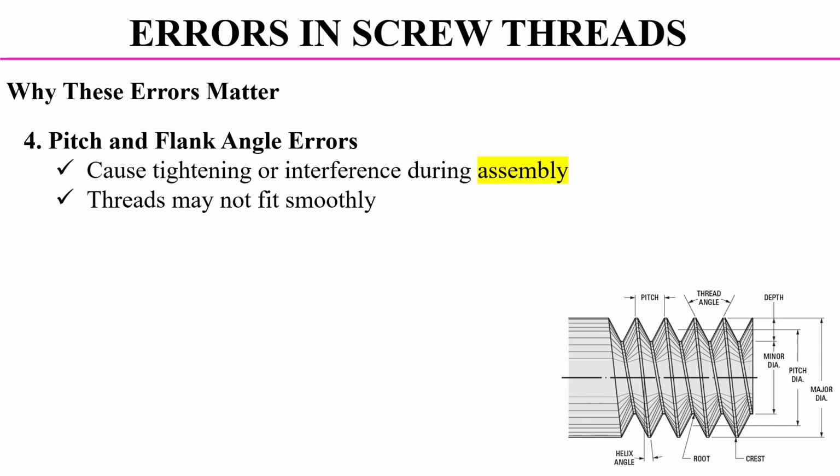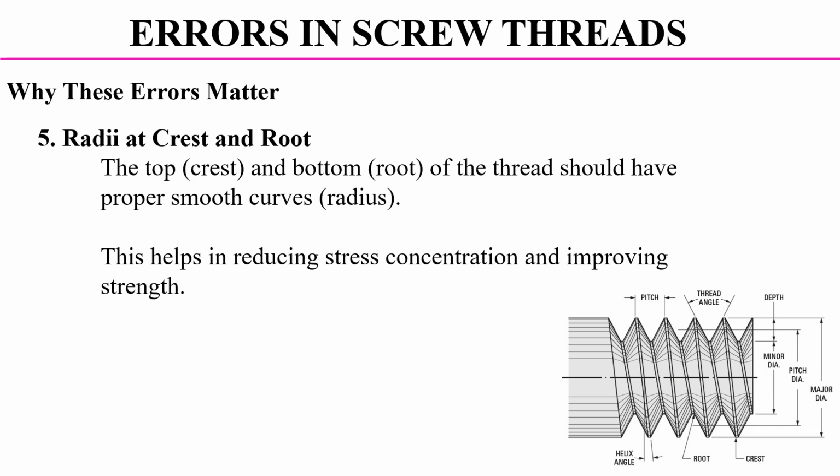And the next one is the pitch and flank angle errors. These errors cause tightening or interference during assembly, and the threads may not fit smoothly. And moreover, another error is the radius at the crest and the root. The top and bottom of the thread should have proper smooth curves. It helps in reducing stress concentration and improving the strength.